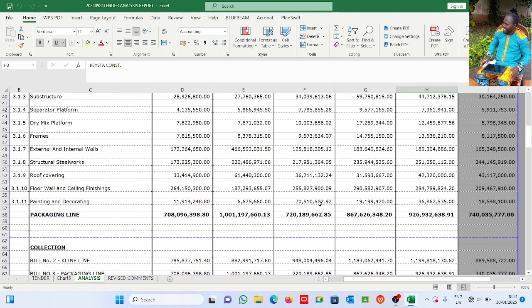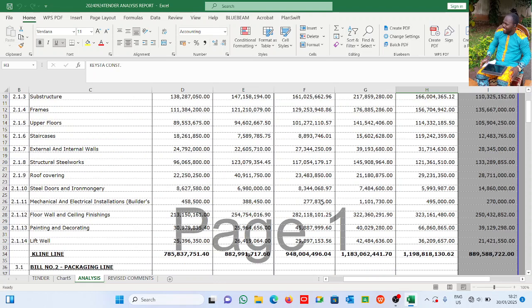Also, identification of risk. Which one is riskier than the other, or which one will pose a threat? Basically, should I go for the lowest? What are the pros and the cons? Should I go for the highest? Should I be at the middle? You get identification of risk.